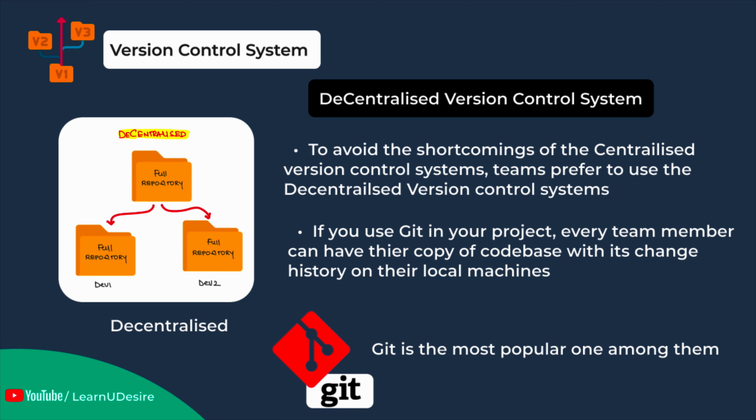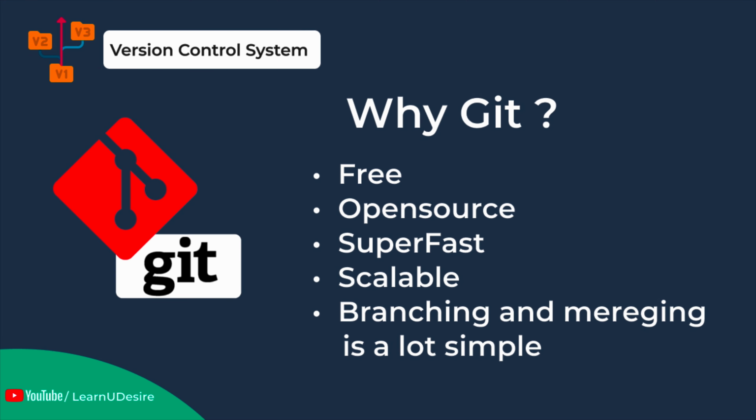If you use Git in your team or project, every team member can have their copy of the codebase with its change history on their local machines. So why Git? Git is free, open source, super fast, and scalable. Branching or merging the code is a lot simpler and cheaper compared to the other alternatives.